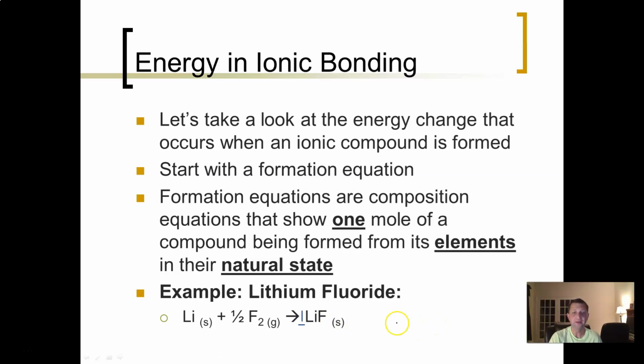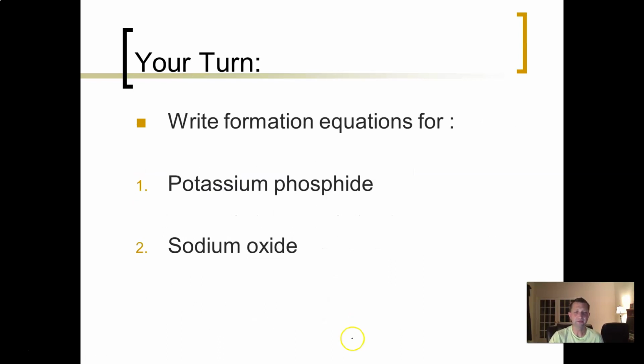End of story. So in order to balance that, you need to put a 1/2. I know this doesn't look typical, but it doesn't matter. That's what a formation equation is. You have a 1/2 in front of the F2. Okay, Li plus 1/2 F2 yields 1 LiF. We're going to use that formation equation to do the Born-Haber cycle. Okay, so let's do a couple practice problems.